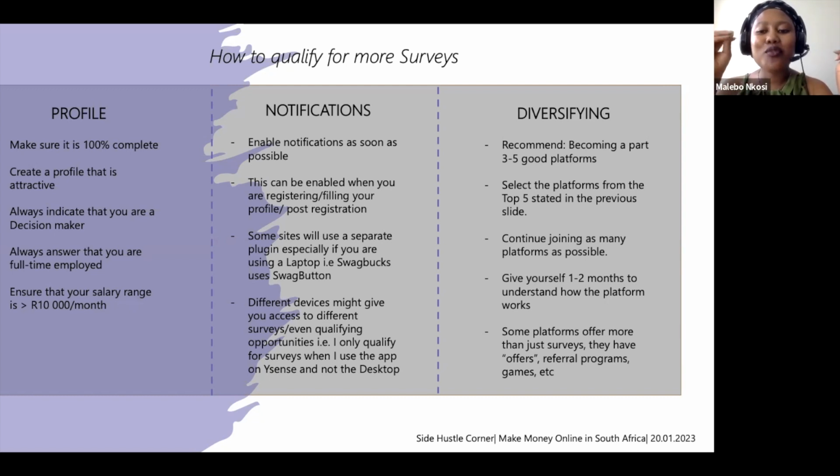Okay. And give yourself 1 to 2 months to understand how the platform works, right? So these platforms will vary. They will have similar things, but there will be 1 or 2 minor changes, and those minor changes might make all the difference in terms of qualifying for more surveys. So you still need to understand, okay, on Ysense, the app works. On Market Agent, I just need to see if I qualify. On Enlighten Panel, I wait for the email notification because that's the only way that I will know, right? I don't need to maybe go to the website regularly because they don't have a lot of surveys. So it'll take you some time to understand how each and every platform works.